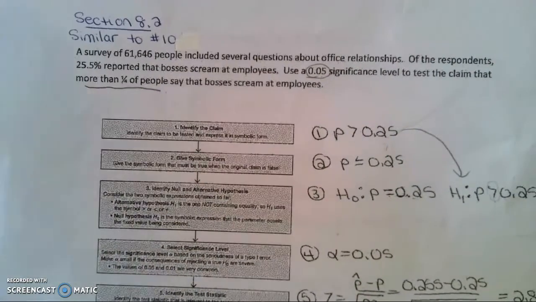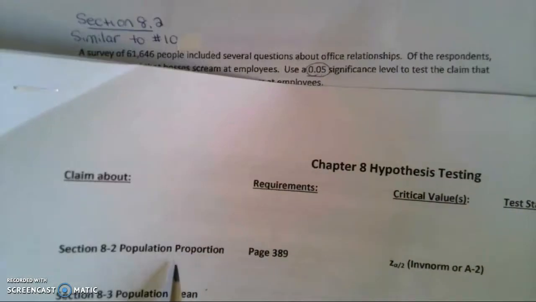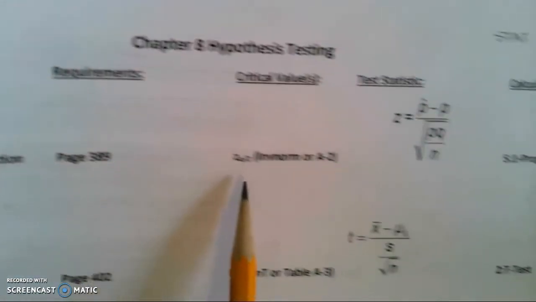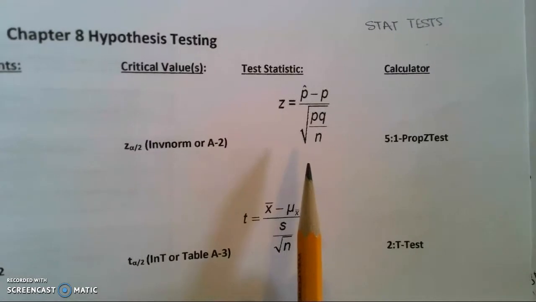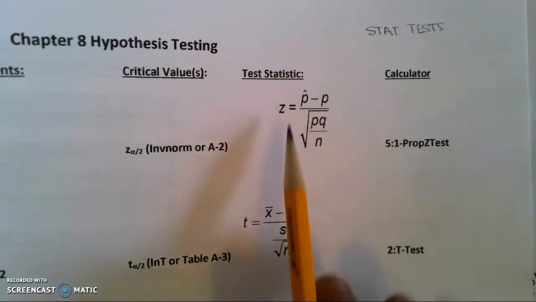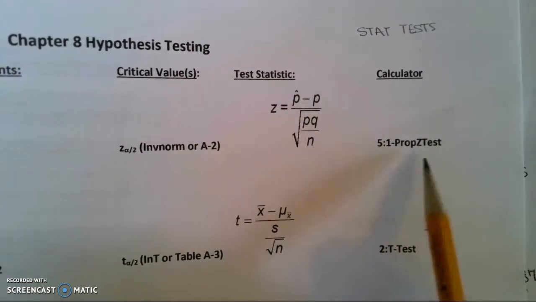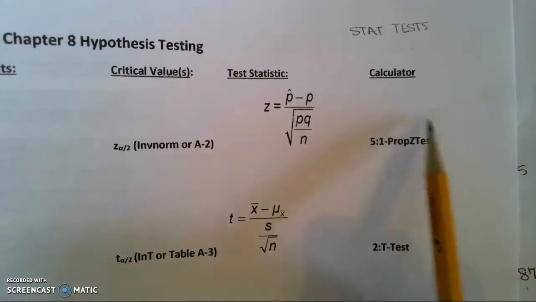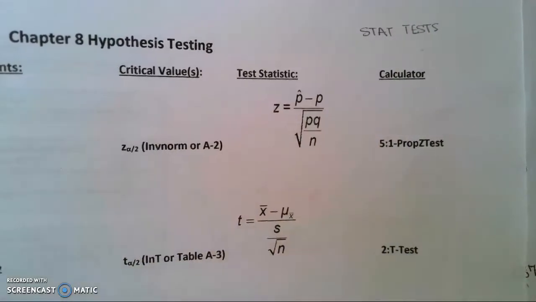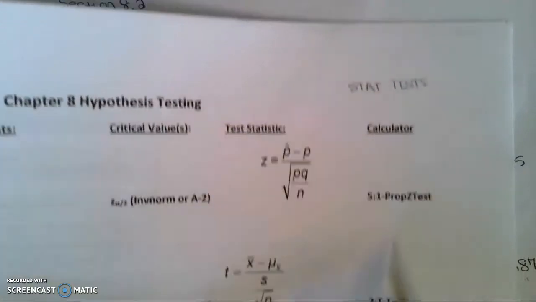Okay, so section 8.2 has to do with the claim about a proportion or percentage, and just remember, this is our test statistic. We do it by hand. We don't have to do it by hand, but I did do it on the document. We can also get the test statistic with our calculator. All of these are located under Stat, Test, and I will show you that as we go through it.